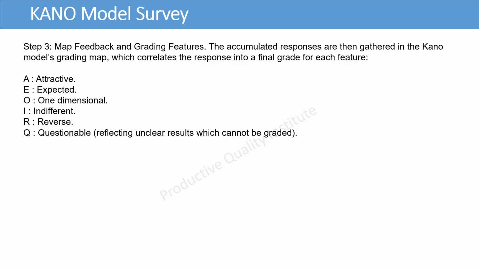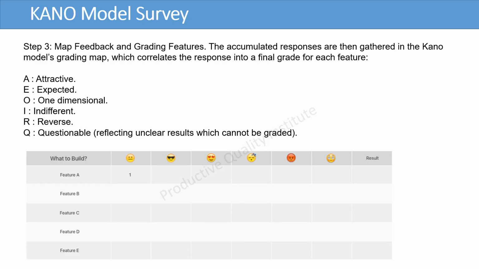Step 3. Map feedback and grade features. The accumulated responses are then gathered in the Kano model's grading map, which correlates the responses into a final grade for each feature. A, Attractive. E, Expected. O, One-dimensional. I, Indifferent. R, Reverse. Q, Questionable, reflects unclear results which cannot be graded. The following example shows users' responses to 5 features.